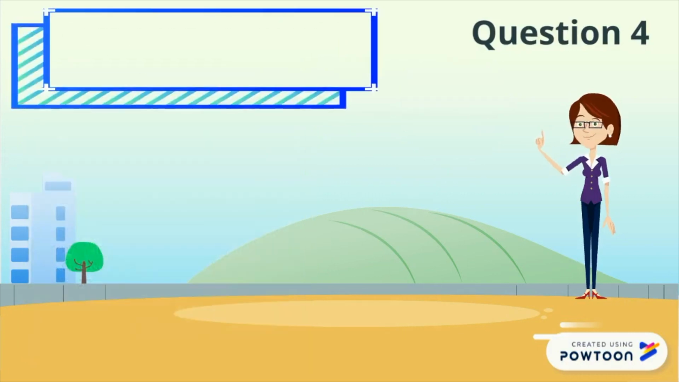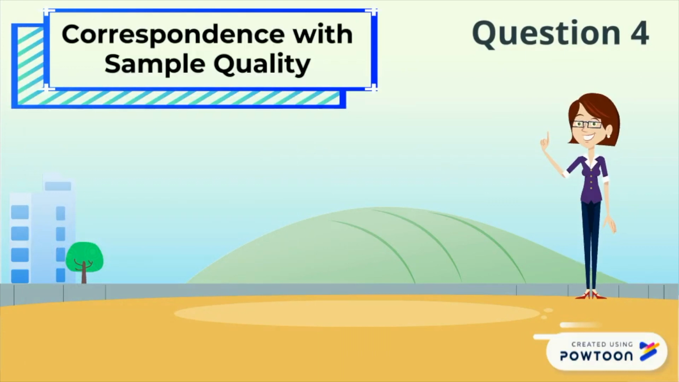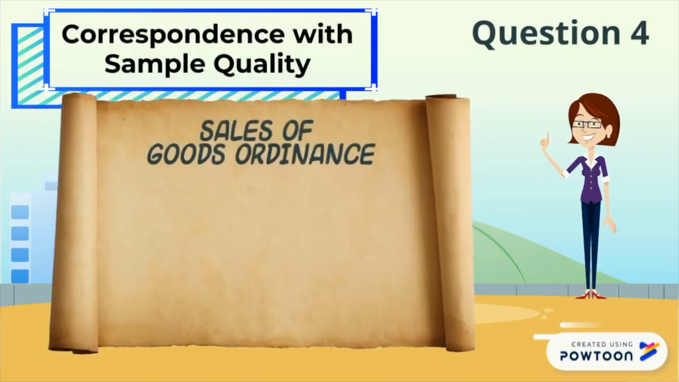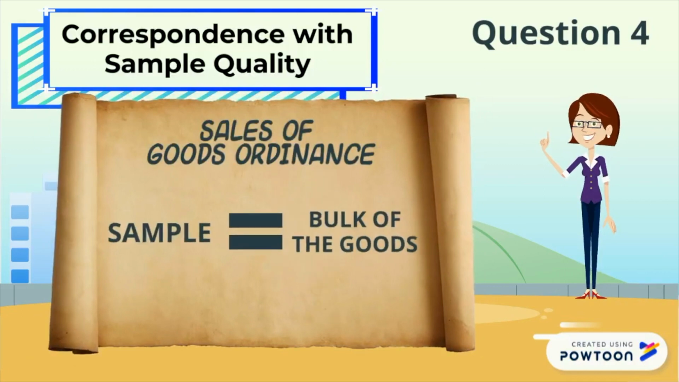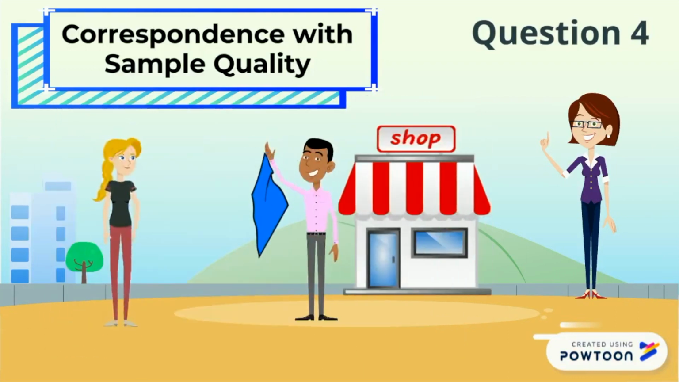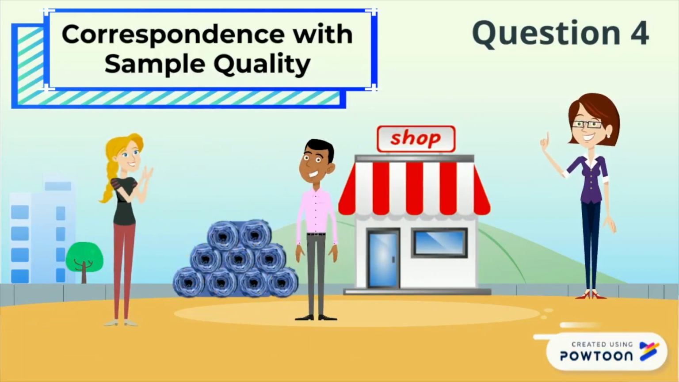The answer is correspondence with sample quality. It is because according to SOGO, if the buyer was shown a sample of the goods before receiving the whole lot, the bulk should correspond with the sample in quality. As a result, given that the seller has shown a high standard sample fabric to Daisy, he should provide 500 yards of high standard denim fabric correspondingly.